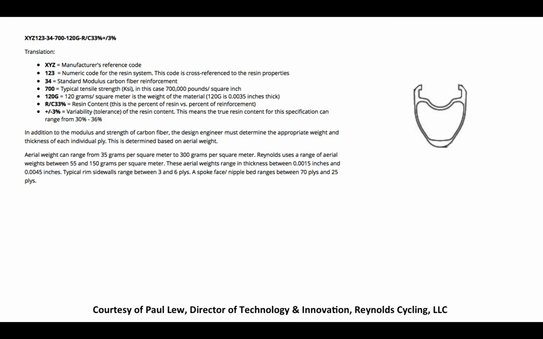From the graphic, it's obvious that the rim is thicker in some places than in others, and that would mean that there are more layers of ply that have been laid up onto the rim in those areas. Where the side wall of the rim is, it's thinner. I may have only as many as 3 or so plies, maybe 3 to 6. Down here where the spoke bed or the nipple bed is, I may have as many as 70. And up here where the clincher part of the rim is, something in between that.